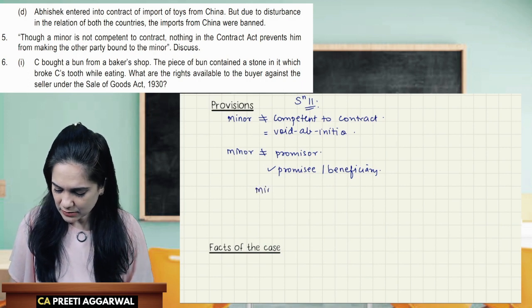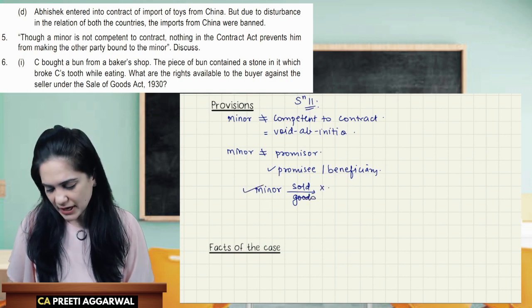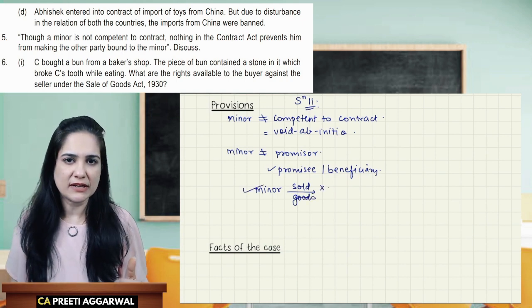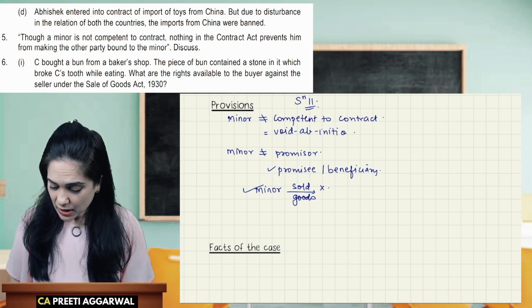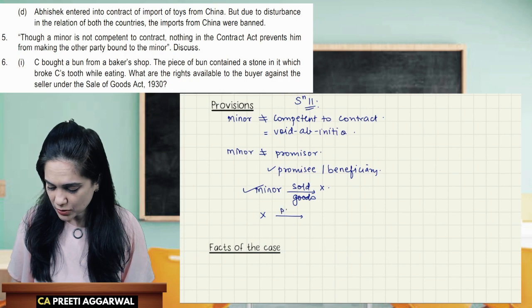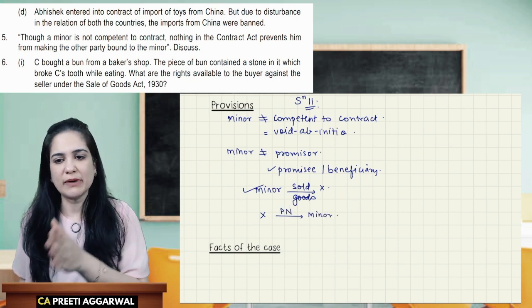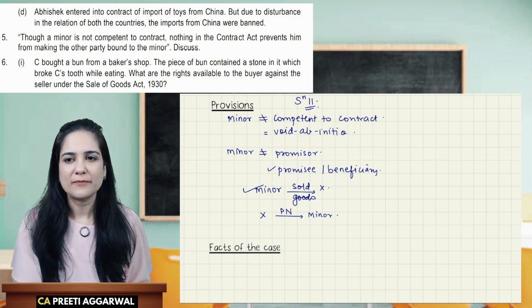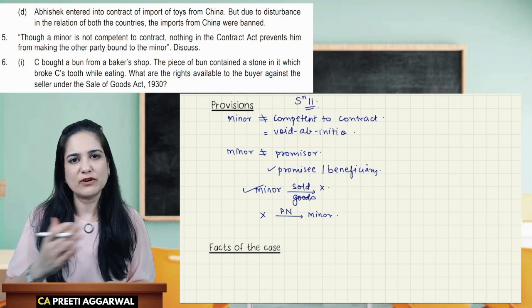That minor sold goods to X. This contract is valid. It can be enforced by the minor. If minor does not get money for his goods, he can file a case. Okay, X executed a promissory note in favor of a minor. It means he is promising to pay money to the minor. Yes, this is a valid contract. You can promise to pay money to the minor. So promissory note executed in favor of the minor, that is valid.